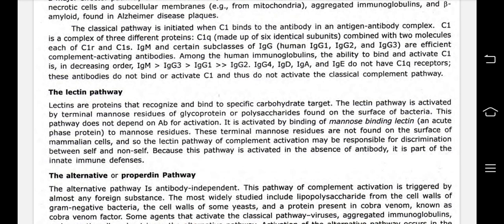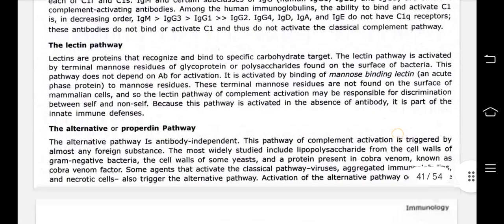Lectins are proteins that recognize and bind to specific carbohydrate targets. The lectin pathway is activated by terminal mannose residues of glycoproteins or polysaccharides found on the surface of bacteria. This pathway does not depend on antibody for activation. It is activated by binding of mannose binding lectin and acute phase protein to mannose residues.